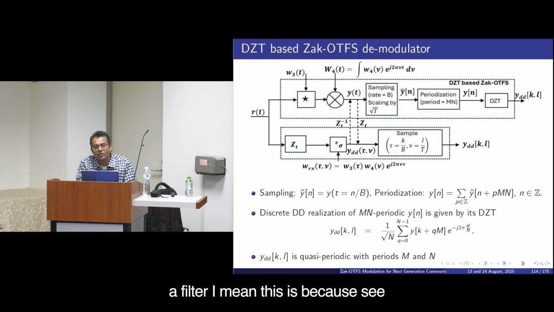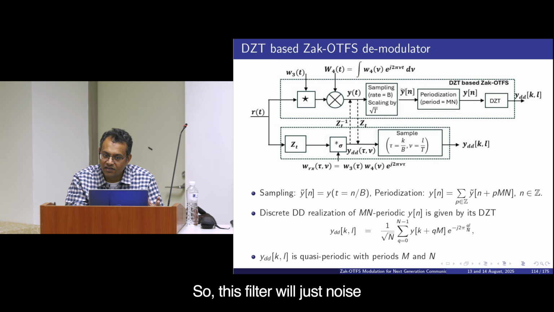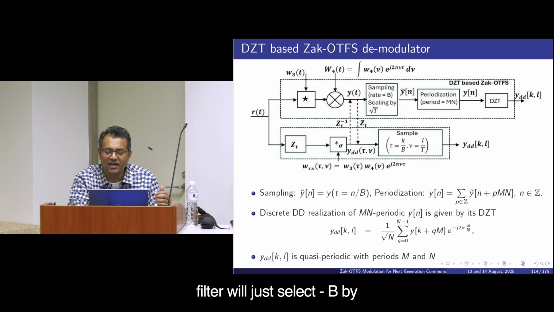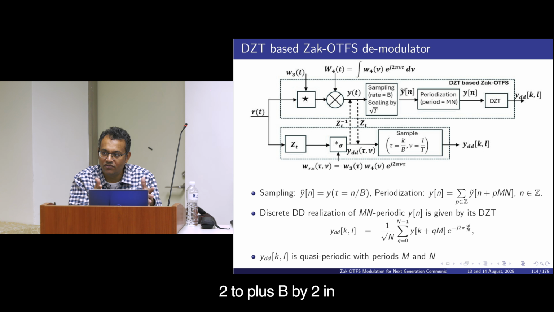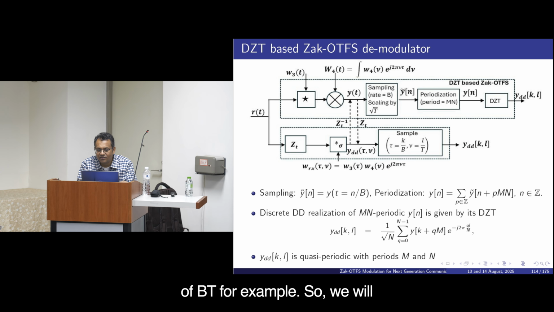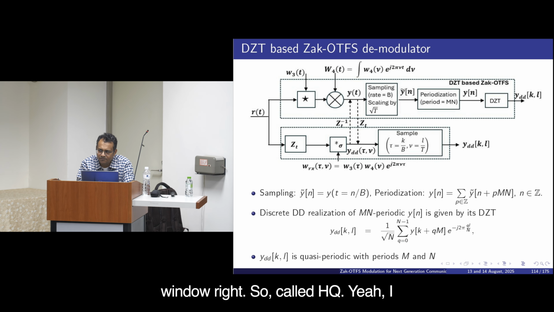Along with this received signal you will also have noise and interference from other things. So, this filter will just select minus B by 2 to plus B by 2 in frequency. So, this could be your sinc of Bt for example. So, it will just take the signal in your band, and then this is your usual time window.